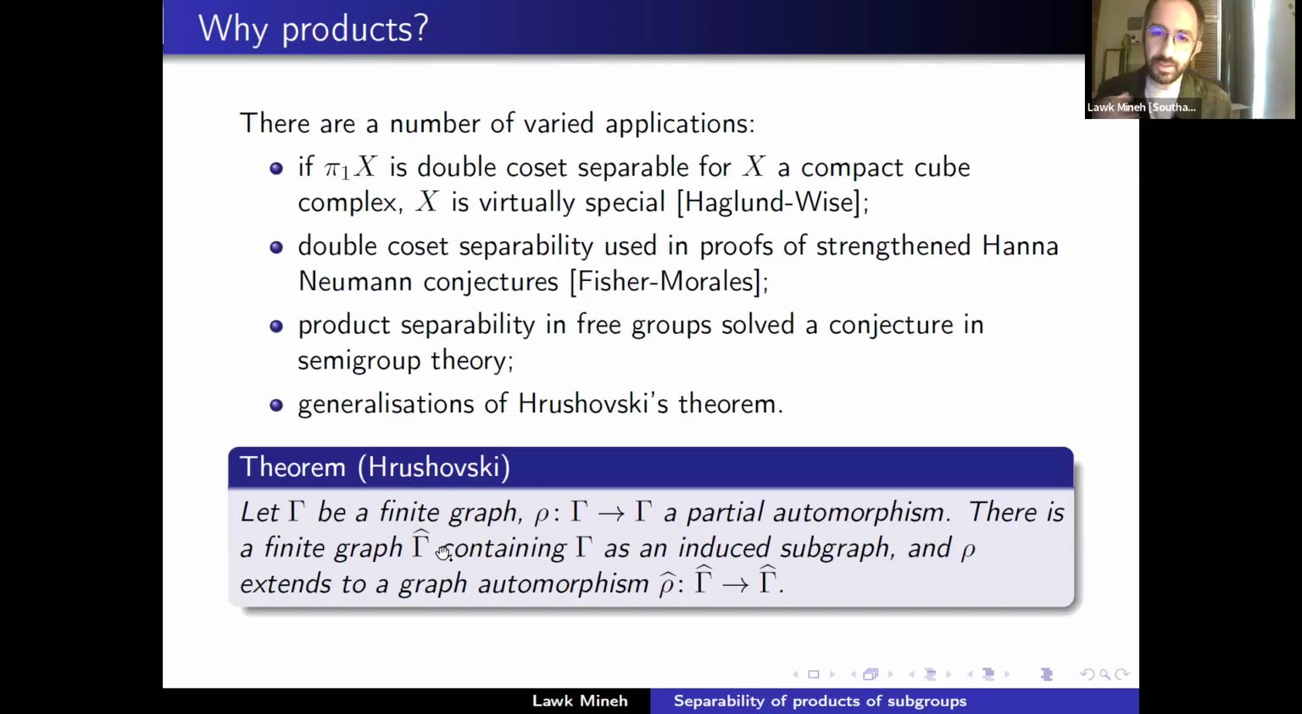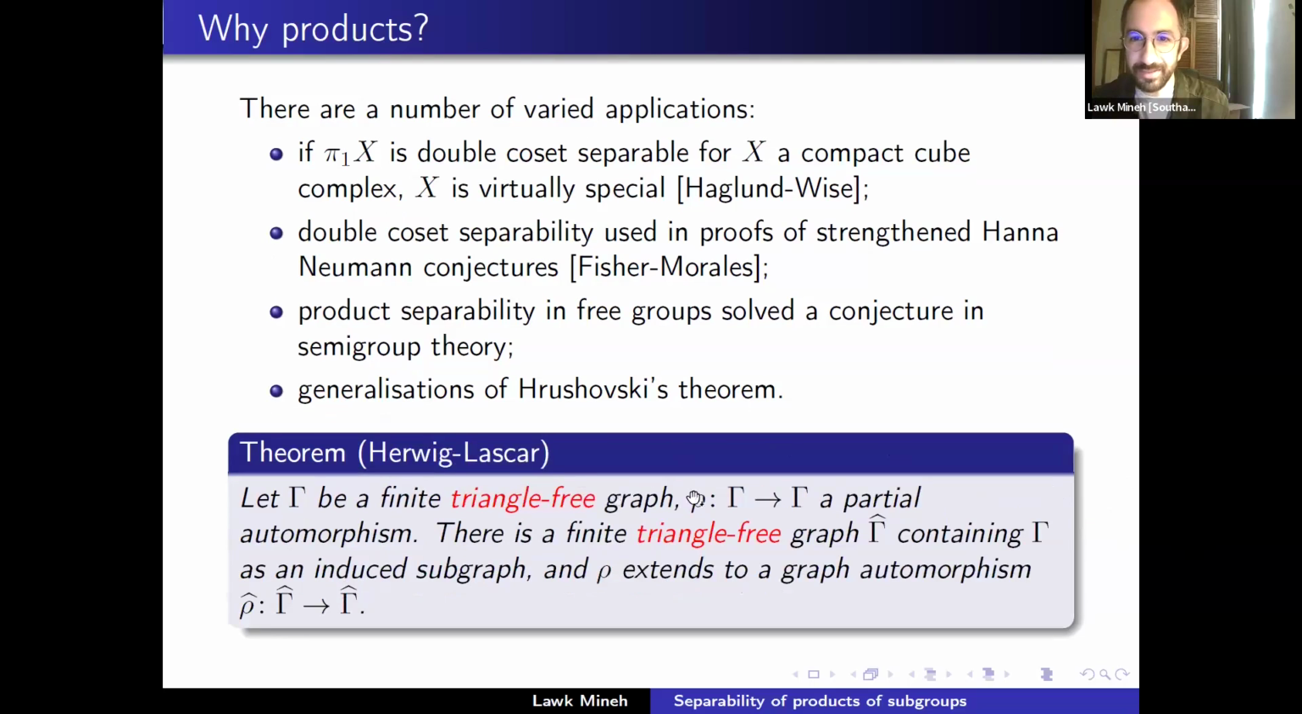And yeah, so Rashofsky originally proved this using, I think, probabilistic methods, which is big in combinatorics. But it turns out there's a proof of this using product separability in free groups. And this was due to Herwig and Laskar. And they showed that you can, in fact, stick a whole bunch of adjectives in there.